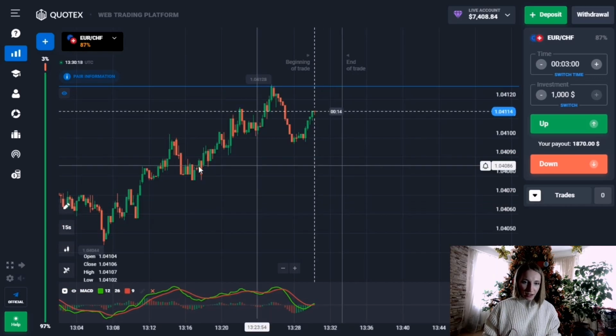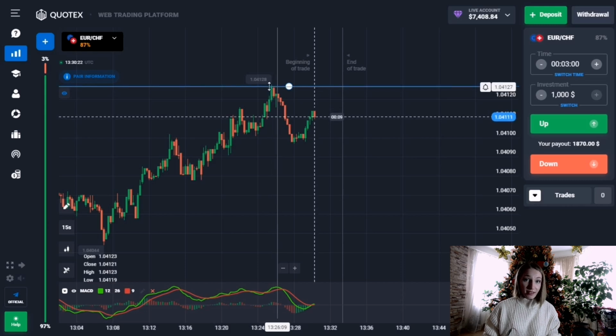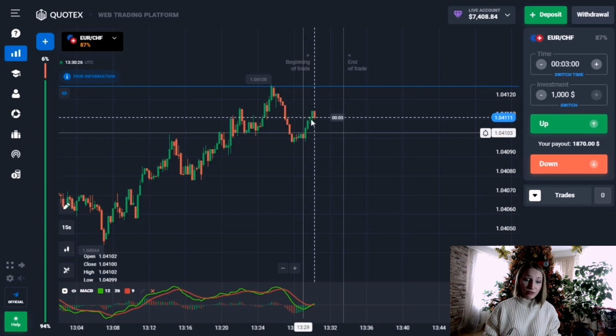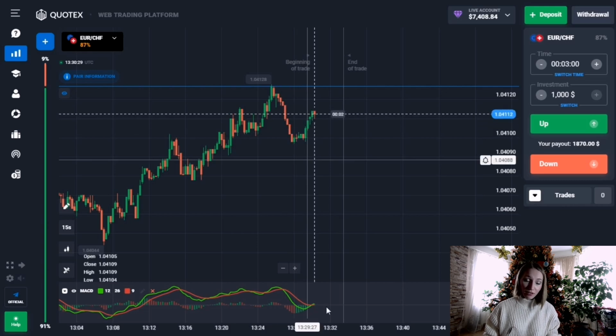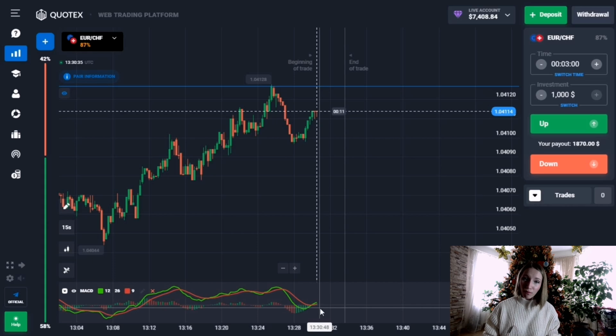So here we can see that there was a very good downtrend. The price touched this level of resistance and after that pulled back down, and after this pullback the price is again starting to approach our resistance level. And also pay attention to the indicator, it's showing us that there is an entry point and very soon the volumes for up will grow.